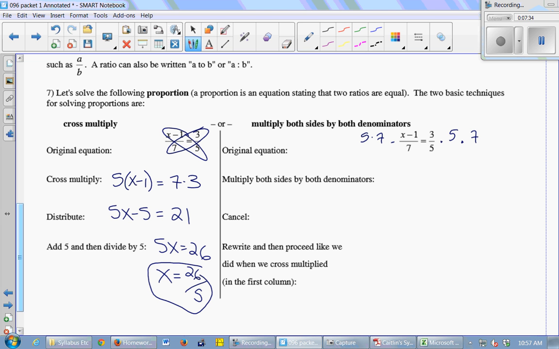Okay, so on the left, I have a 7 on top and a 7 on the bottom, so those cancel. And I'm left with 5 times x minus 1. And on the right, the 5s cancel, and I'm left with 3 times 7, which is the exact same equation we got over here by cross multiplying. So then we finish solving, which we already did over here. You get the same thing, 26/5.